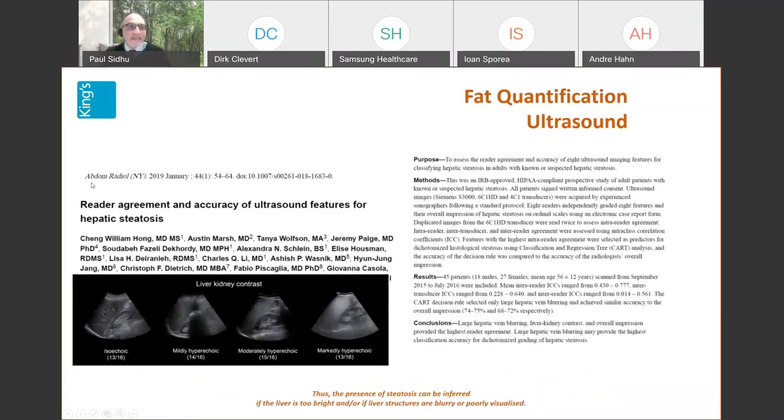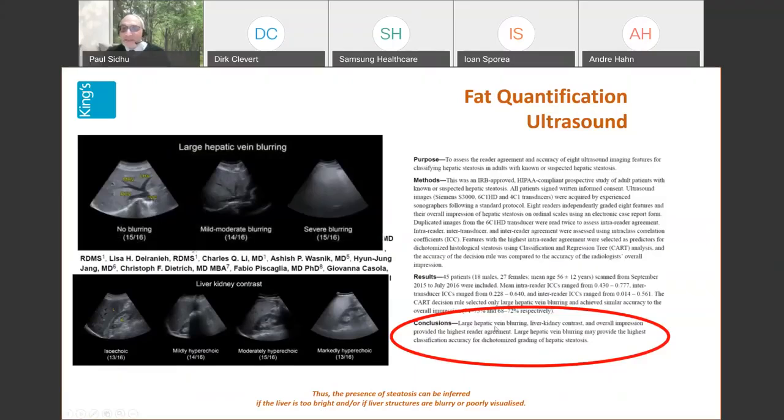Recently, in 2019, in Abdominal Radiology, we had a paper from a group of experts where they shared a number of patients' ultrasounds between them and were asked to look for various markers of steatosis. And in fact, the areas which gave you the best interpretation of whether or not there was a fatty liver was large hepatic vein blurring, liver-to-kidney contrast, but more importantly, just the overall impression of the readers. These had the higher agreement. And these are the sort of images you're looking at for very severe blurring of the image. So yes, you've got some parameters, but in expert hands, these are useful.